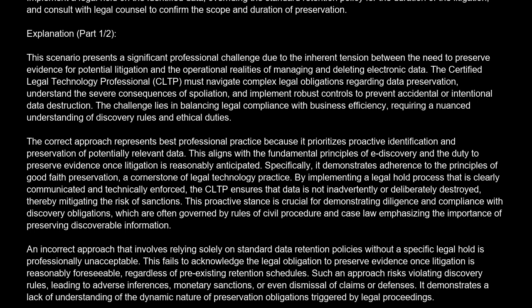An incorrect approach that involves relying solely on standard data retention policies without a specific legal hold is professionally unacceptable. This fails to acknowledge the legal obligation to preserve evidence once litigation is reasonably foreseeable, regardless of pre-existing retention schedules. Such an approach risks violating discovery rules, leading to adverse inferences, monetary sanctions, or even dismissal of claims or defenses. It demonstrates a lack of understanding of the dynamic nature of preservation obligations triggered by legal proceedings.